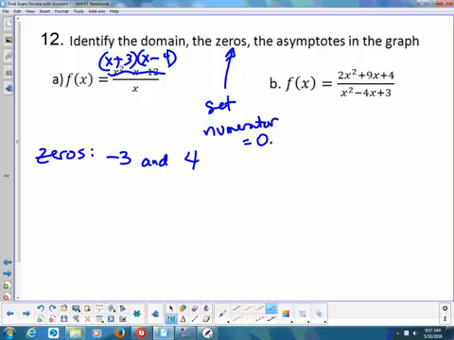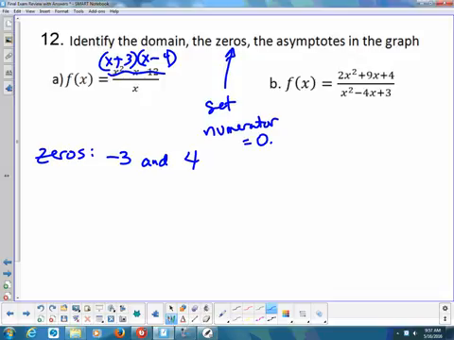What do we mean by zeros? Where it crosses the x-axis. All right, it's where the graph is going to cross the x-axis. Zeros are any x value that's going to make your function equal to 0. So a function that's a fraction, like our function is here, a fraction is going to be equal to 0 when its numerator is equal to 0. So that's why we set the numerator equal to 0.